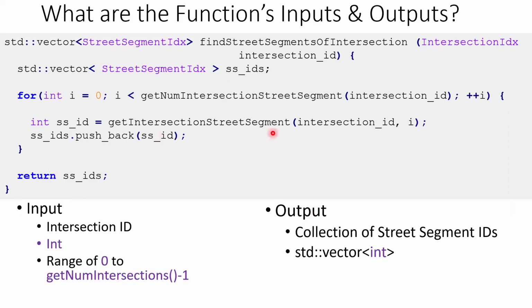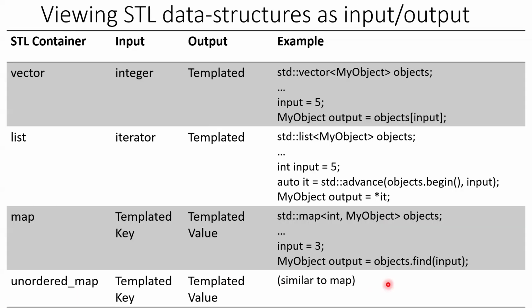So we have as input the intersection ID, which is an integer ranging from 0 to num intersections minus 1. The output is a collection of street segment IDs, which is a vector of int. Let's keep this in mind and let's go to the STL data structures.